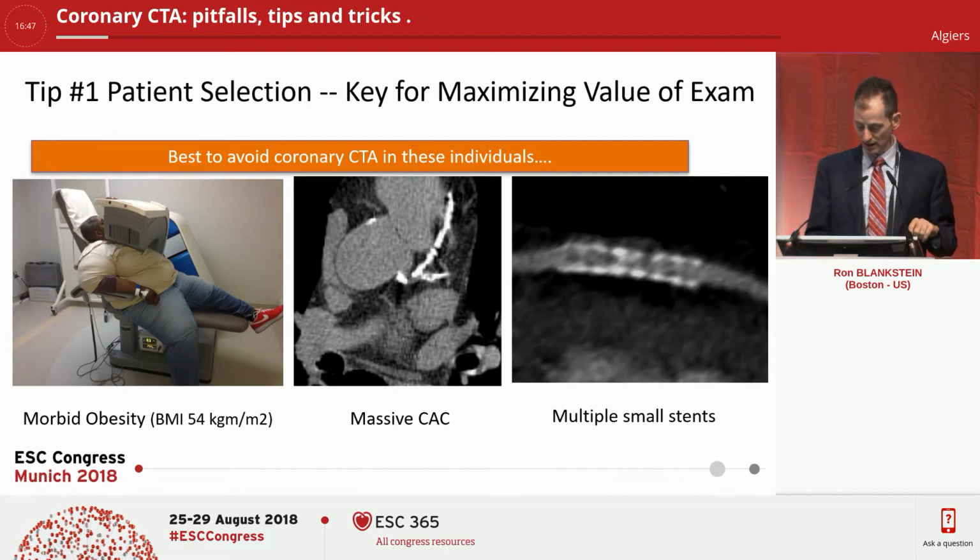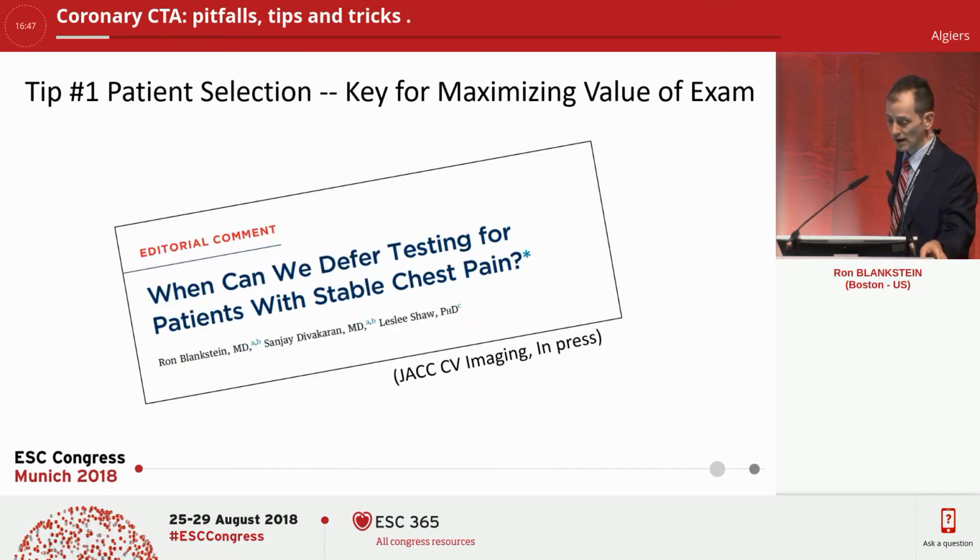But on the other hand, we may want to avoid CTA in very low-risk individuals, and not just CTA, all imaging in general. This is just the title of an editorial that will be coming out in JACC in about 2 weeks, where Leslie Shaw and I try to put some construct to the thought of how we identify the really low-risk patients that don't need any imaging at all to begin with.